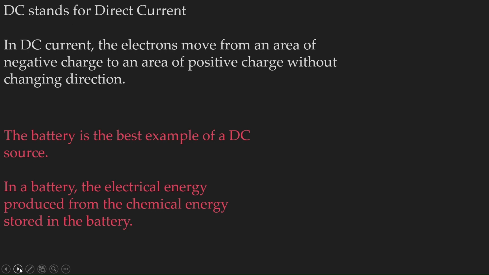DC supply can be stored in a battery in the form of chemical energy and we can recharge it back. The DC waveform will look like a straight line because there is no frequency and no change in direction.